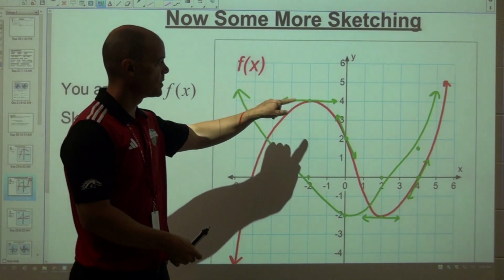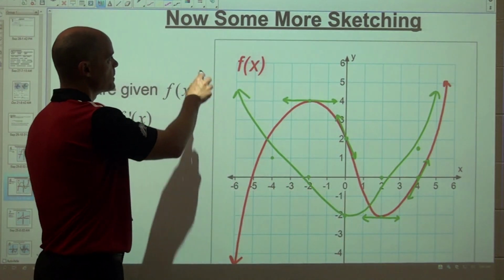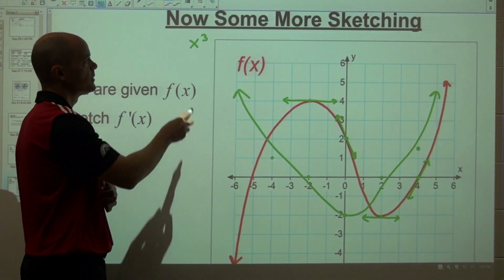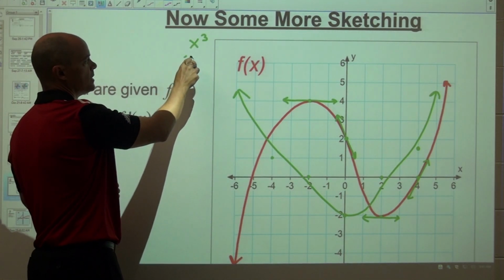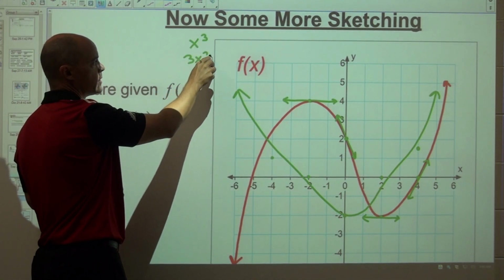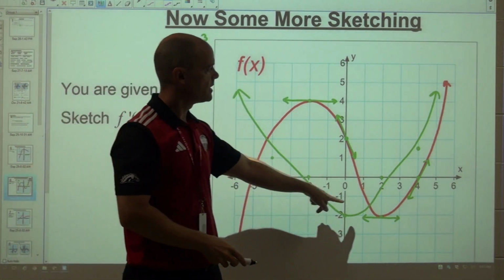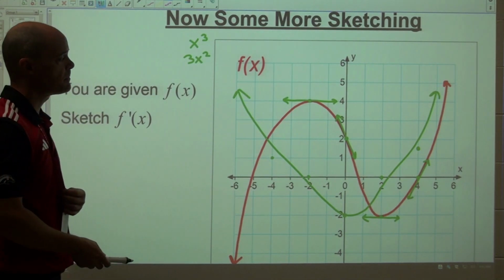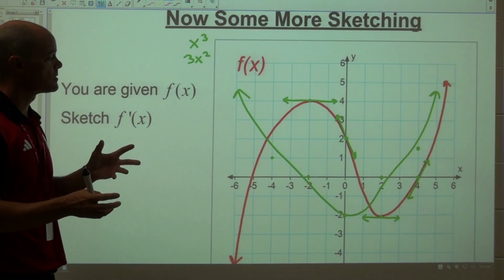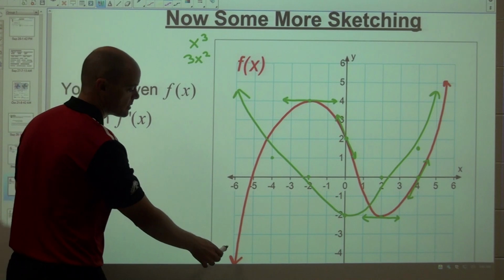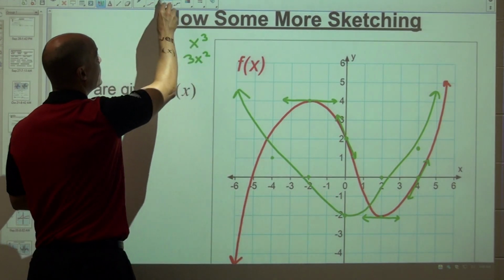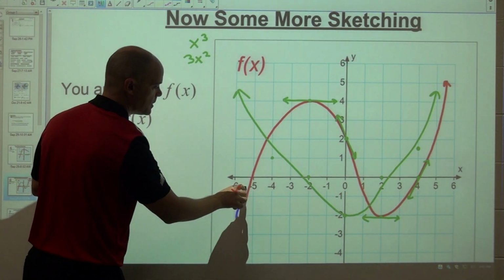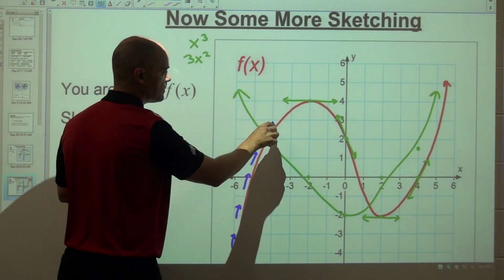This is x to the 3rd, and you guys remember the power rule from back in the day. The derivative of x to the 3rd is 3x squared. Does that look like an x squared graph? It kind of does. Looks just like a parabola. And here's something even more awesome. As I trace the red curve, my pencil is going, watch this, it's going up, up, up, up, up.